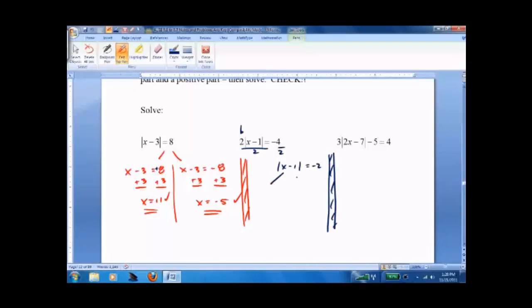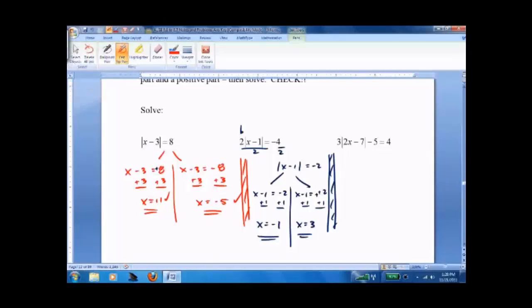So now you break it into 2. You get x minus 1 equals -2. Didn't change it at all. X minus 1 equals -2, also known as +2. Add 1. X equals -1. Add 1. X equals 3. And that's it. So the key there is making sure you get the absolute value alone first.